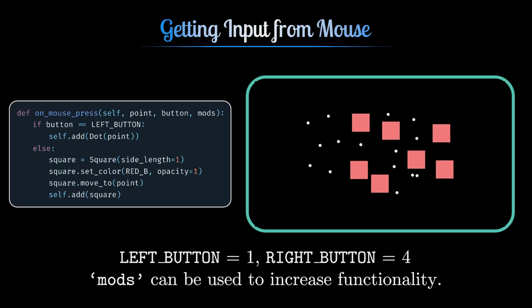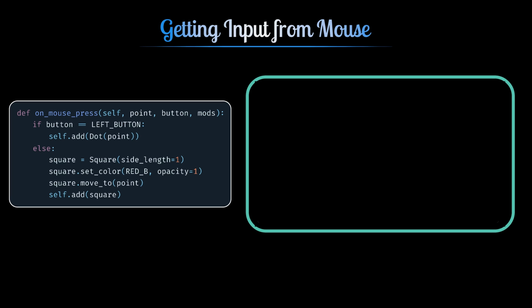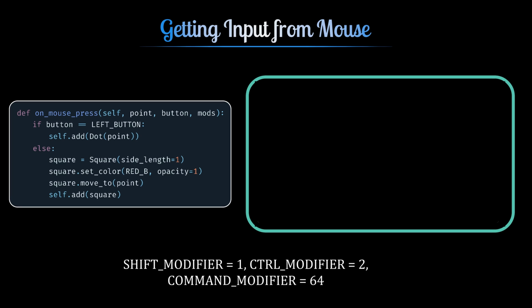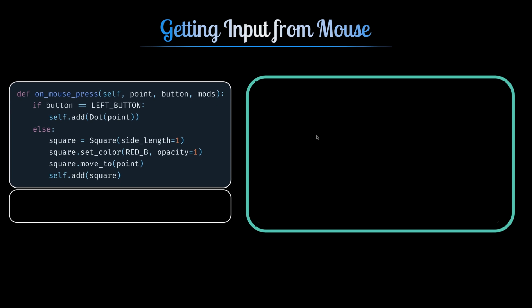We can compare these modifiers with the Manim defined constants. Let's just say I press and hold down the Shift key while clicking the mouse. And that modifier, the mods parameter, gives me an integer value. And we can compare these integer values with the Manim defined constants. Let's make it more interesting.